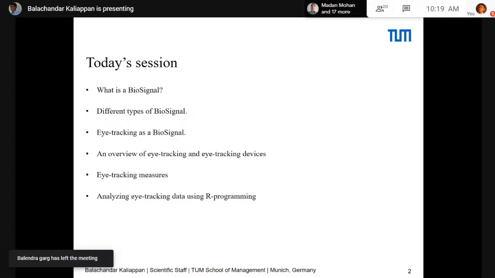And in today's session, what we will see is what a biosignal is, and then we'll also look at the different types of biosignals.